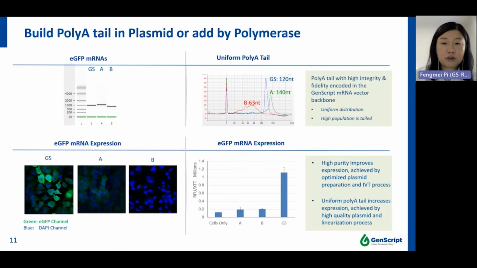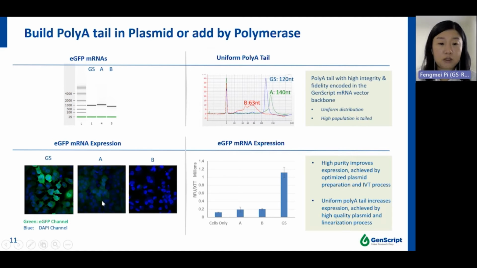Yeah, here we want to show a comparison of how to add the poly A tail. Instead of building the poly A tail into the plasmid, another option is to add the poly A tail using poly A polymerase. Here we compared mRNA prepared using poly A tails built into the plasmid or added by poly A polymerase. Here you can see the mRNA from company B in the red trace. This is a tail added by poly A polymerase, and it shows a flat, very broad distribution. This is something we don't want to see.